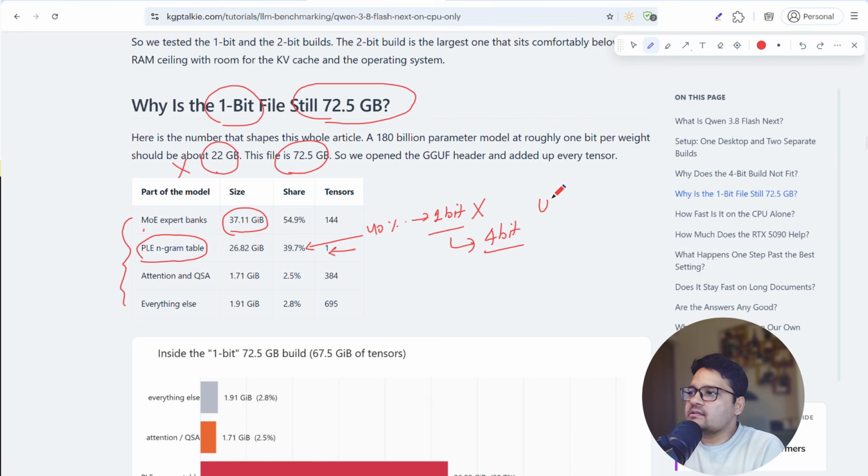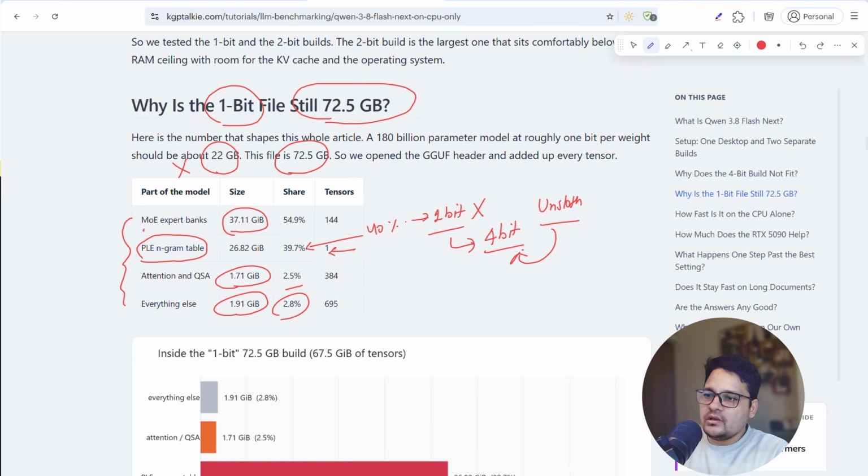That is why the Unsloth team, from where I had taken all these weights, said, okay, we cannot do it with 1 bit. Let's keep this embedding table as 4 bit, and the rest of the things we can reduce to 1 bit, 2 bit and so on. Apart from that, the full attention and sparse attention are taking 1.7 GB, which is just about 2.5%. And everything else is taking almost 2 GB, which is almost 3%. Now you understand where this memory is coming from.